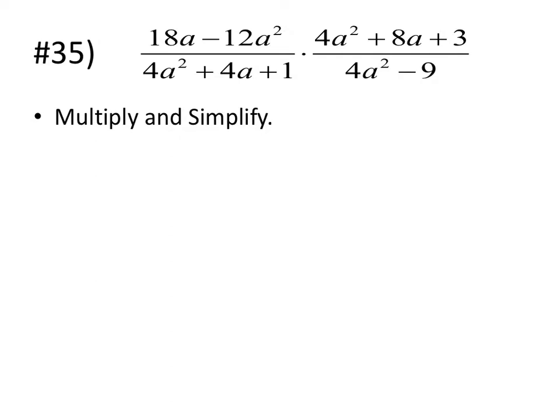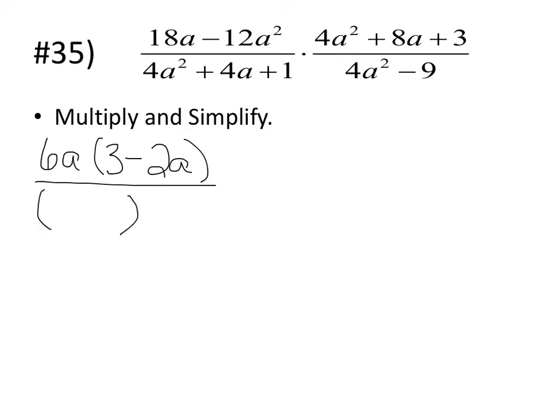Okay? Same thing here. You have to factor each piece and then go from there. So the first thing I'm going to do is, looks like I can factor a 6a out of the numerator, leaving 3 minus 2a. And then over here, this is regular everyday factoring, so 4 times 1 is 4. My factors of 4 are 1 and 4 and 2 and 2. 2 and 2 are going to be what gives me 4. So I'm going to put 4a here and 4a here.